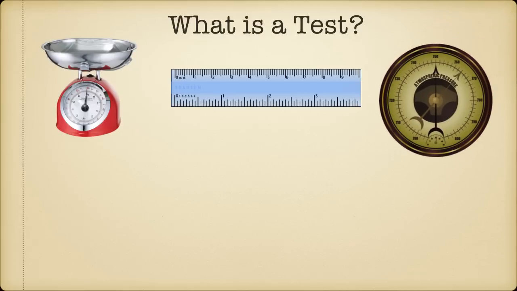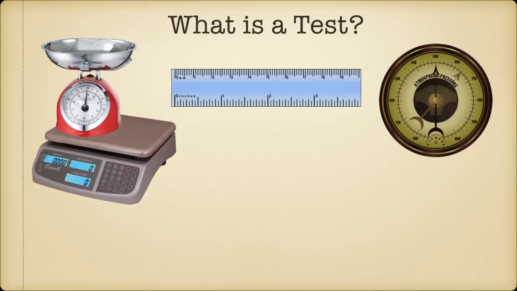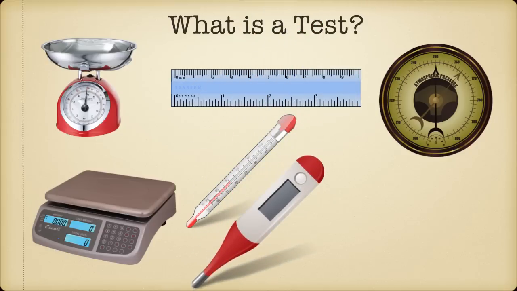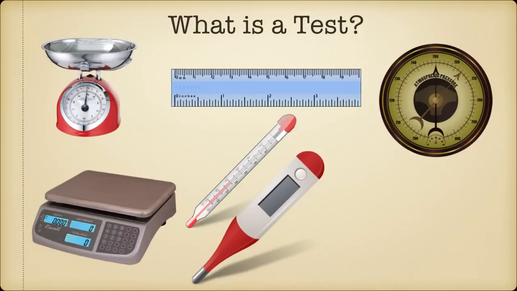Now, what is this? A mechanical barometer. It measures atmospheric pressure. This is also a test. Of course, more complex than a ruler. Let's have a look at some other more complex tests. This one, a digital weighting scale, or this one, a normal thermometer, and this one, a digital thermometer. All these are tests with varying level of complexity built in them.